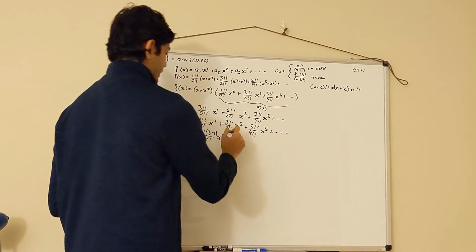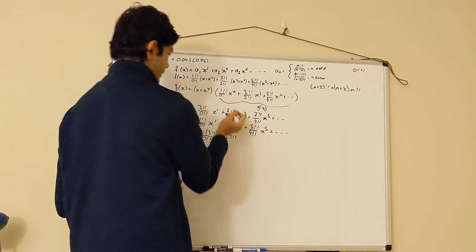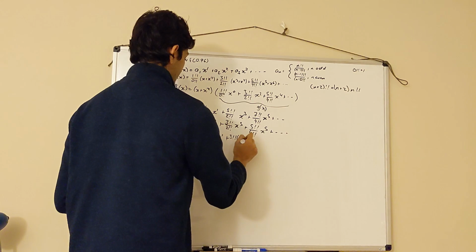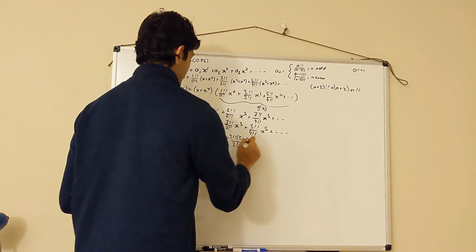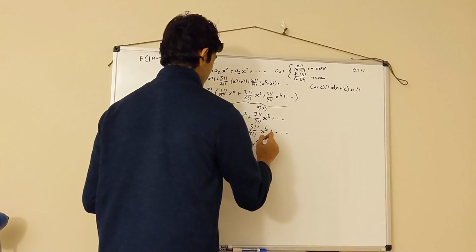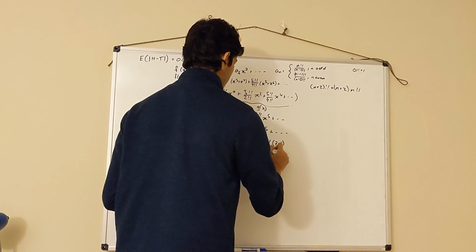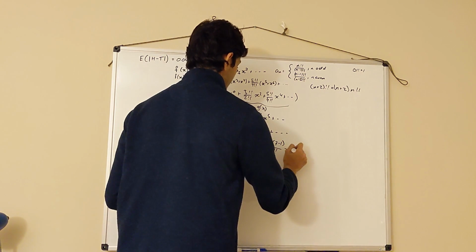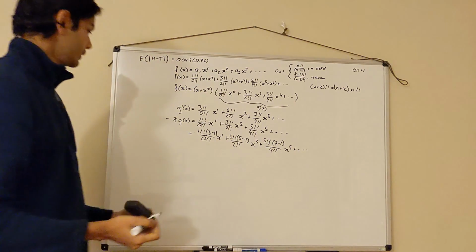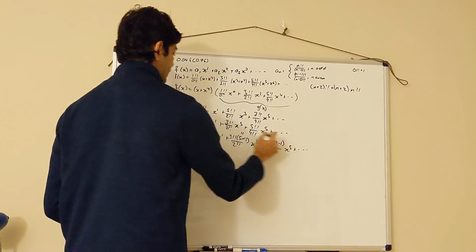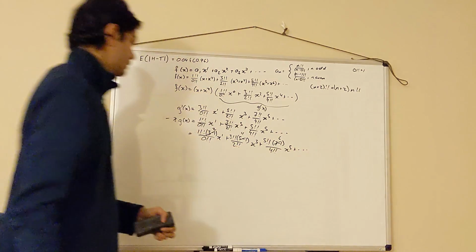Plus, similarly here we can factor out 3 double factorial because 5 double factorial is just 5 times 3 double factorial. And this will be (5 minus 1) over 2 double factorial times x cubed, plus 5 double factorial times (7 minus 1) over 4 double factorial times x to the 5th, and so on and so forth. Okay, so let's see what these come out to be. This will be 2, this will be 4, and this will be 6.